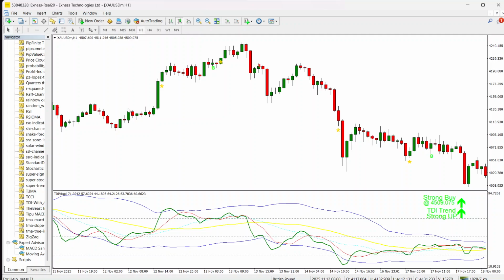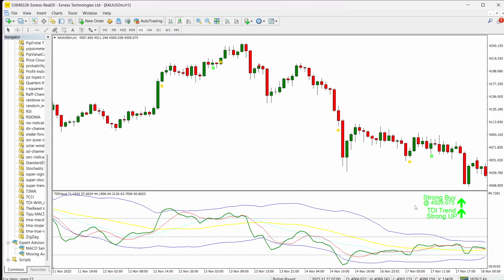Its strengths include clear entry and exit signals, versatility across timeframes and currency pairs, and customizable alerts that reduce the need for constant chart monitoring. However, it can generate false signals, especially during rapid market changes. It also has a lagging nature since it relies on historical price data, and its effectiveness varies depending on market conditions, performing better in trending markets than choppy or sideways environments.